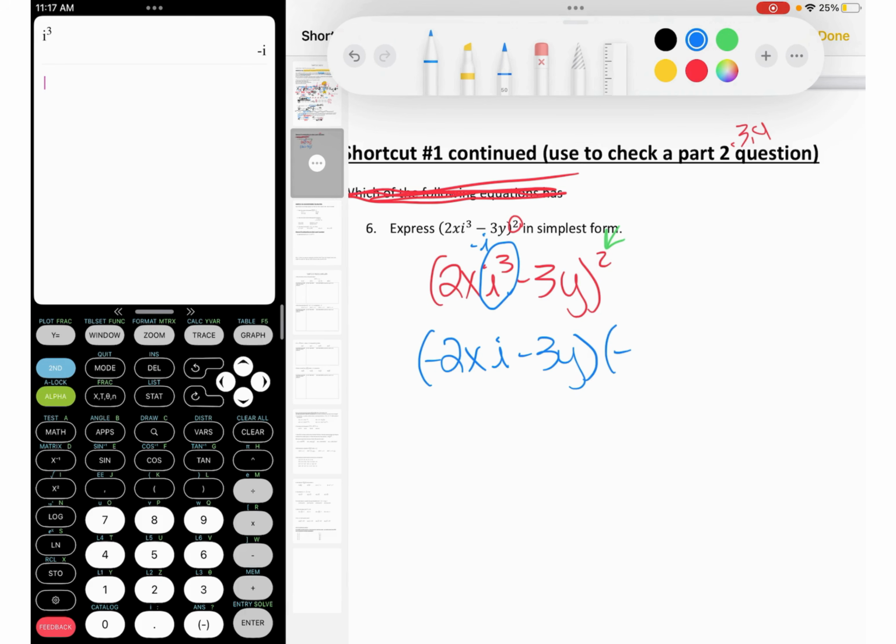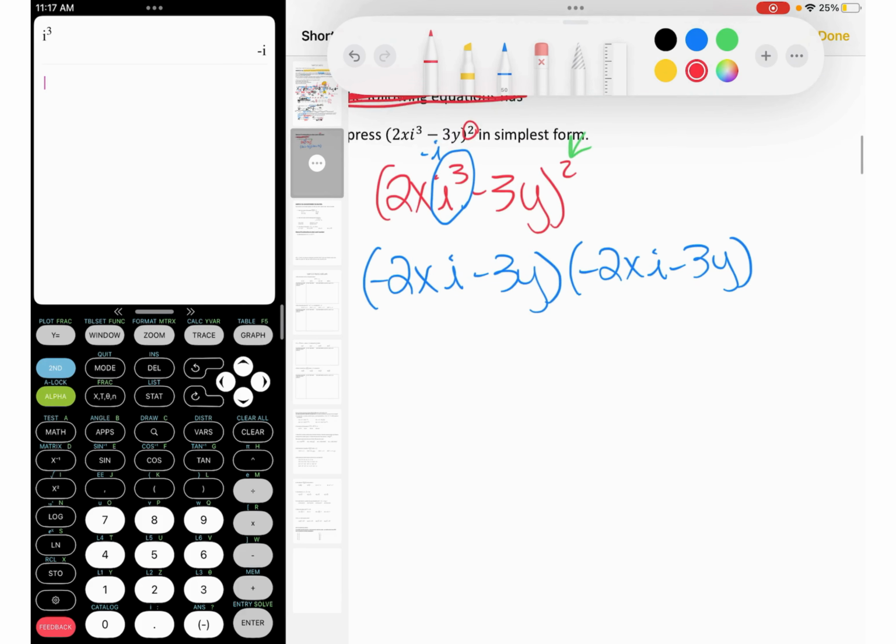Squared means write it twice, so I'm going to write negative 2xi minus 3y. Now, this is going to be double distributing, so I have to do negative 2xi times negative 2xi. That's a positive 4x squared, i squared. Then I keep going.